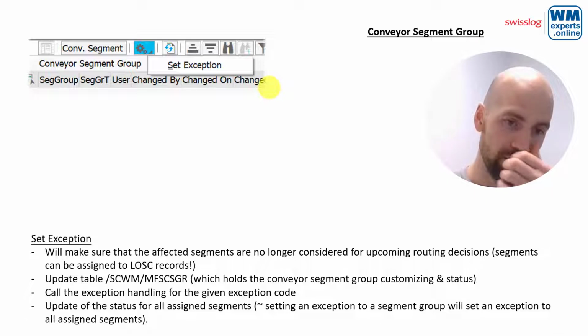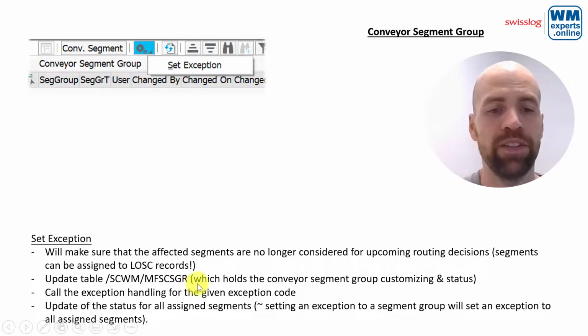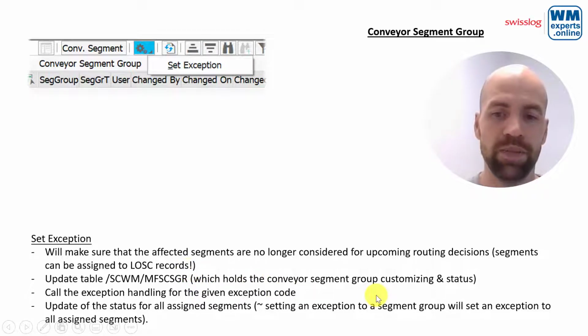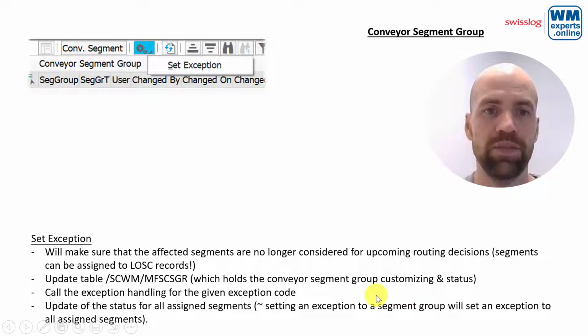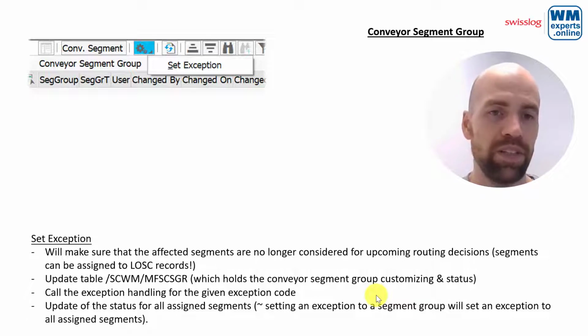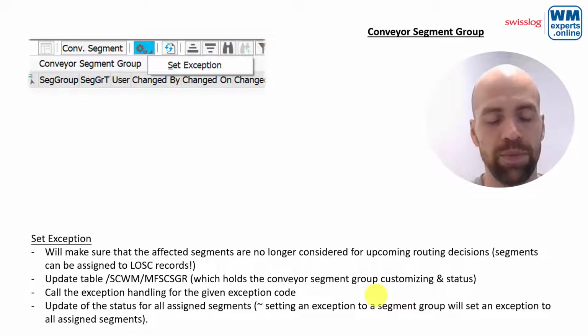And setting an exception here will update table SCWM MFS CSGR, which holds the conveyor segment groups along with their customizing and the status in terms of having an exception or not. And subsequently, when you set the exception here, EWM calls the standard exception framework, where you can then trigger follow-up actions, like you know that also from other areas of SAP EWM.